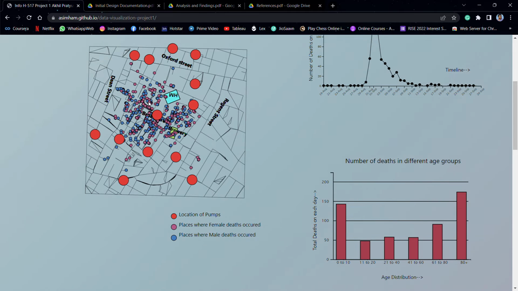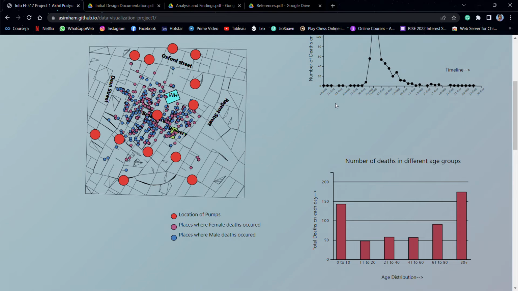And if you can see the map, a lot of deaths happened in this Broad Street area. This is because this is a densely populated area, and a lot of residential houses and other buildings are located here. So that might be the reason why a lot of people were affected here. And also, a lot of the female population is affected here. This might be due to the fact that a lot of women stay back at home, whereas males go out and work somewhere else. So females are more prone to this disease as they consume more of the water that is available in this location.